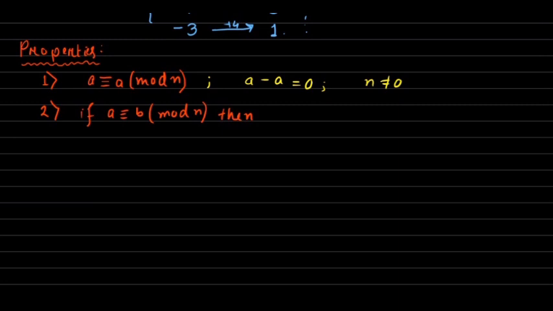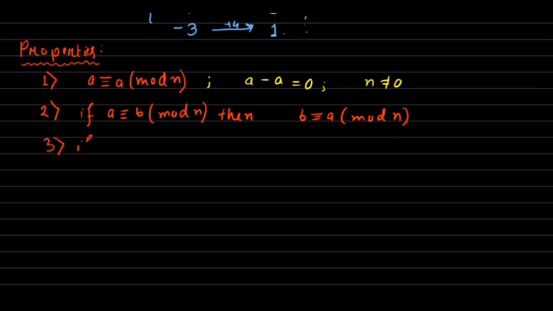If A minus B is divisible by n, then it's quite obvious that B minus A is also divisible by n. So this can be mathematically represented by B is congruent to A mod n. Okay, I think it is also clear.